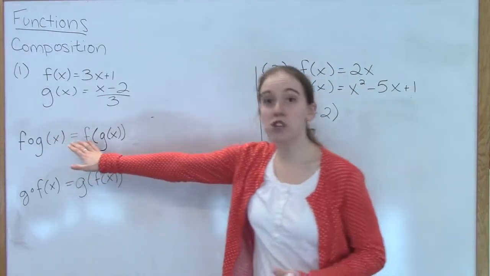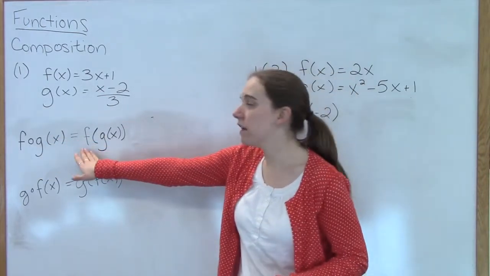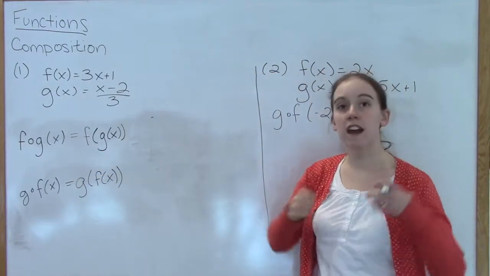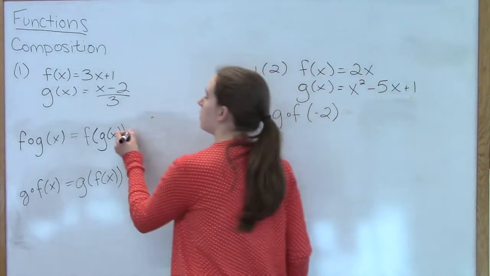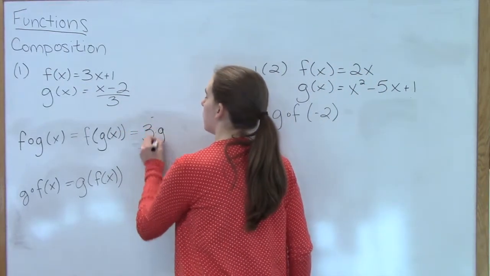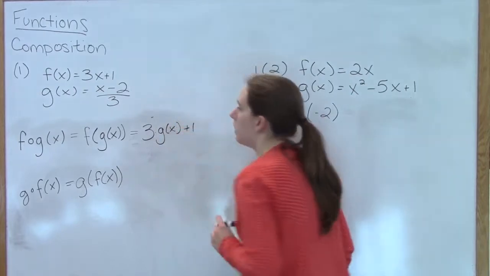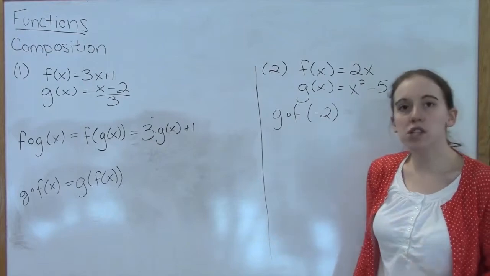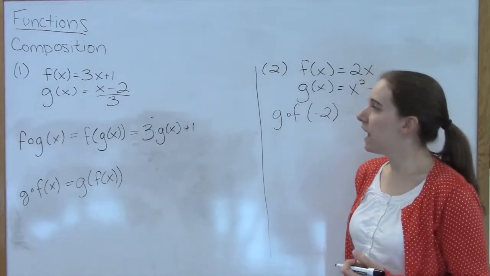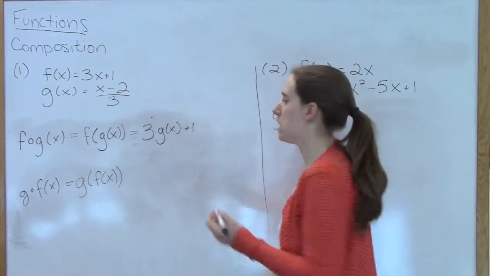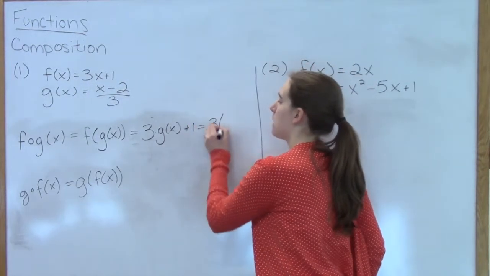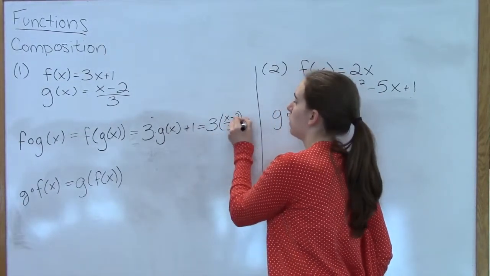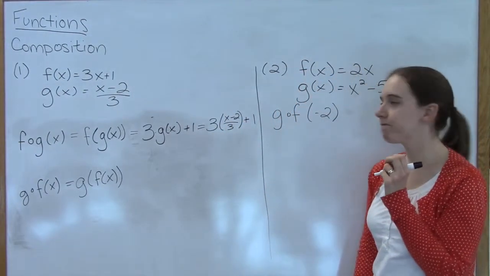For f composed with g of x, what we're really thinking is we're taking the function f and we're using g of x as an input. So anywhere in f that I had an x, I now want to have a g of x. So I end up with 3 times g of x plus 1. But we know what g of x is. G of x just stands for this function here. So we end up with 3 times g of x, the actual equation for it, plus 1.